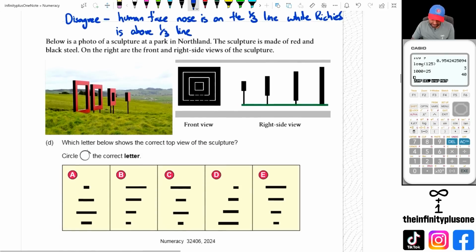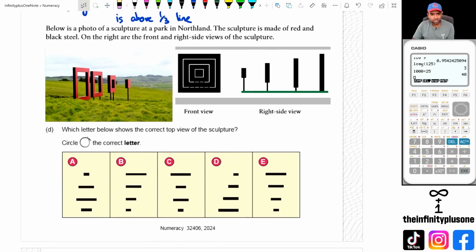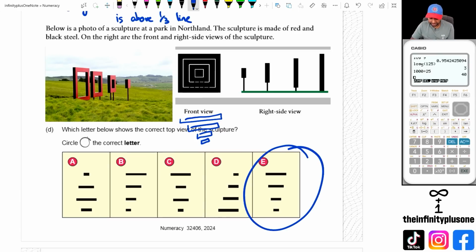All right. Next one, what have we got? We've got which letter shows the correct top view of the sculpture. Now this is a top view. So if you look at the front view and imagine it going backwards, then the top view should look something like this, where it's all set up evenly. And so we can say that it's letter E.